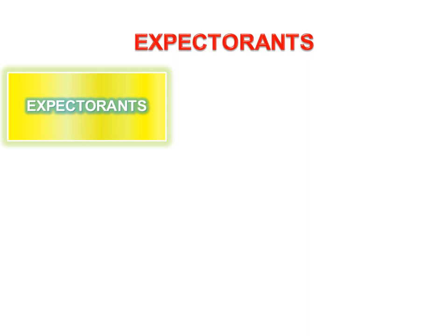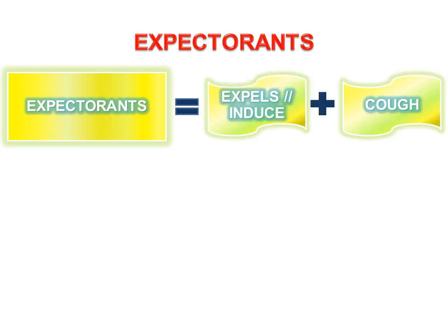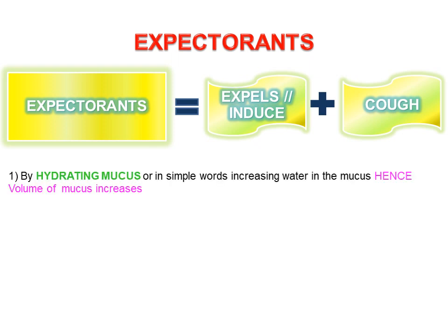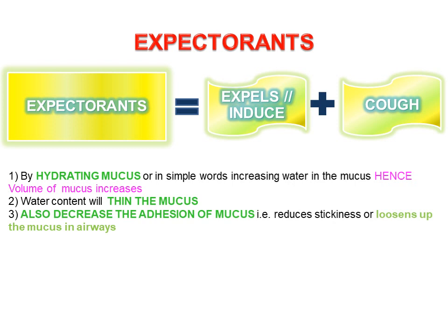Expectorants are medicines that expel cough, or medicines that induce cough. How? By hydrating the mucus, or in simple words, increasing the water in the mucus. Hence, the volume of mucus increases. Also, water content will thin the mucus and will decrease the adhesion of the mucus, that is, reduce the stickiness or loosen up the mucus in the airways.